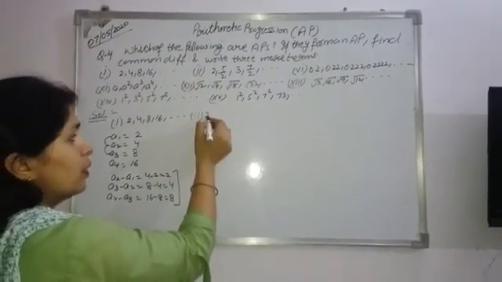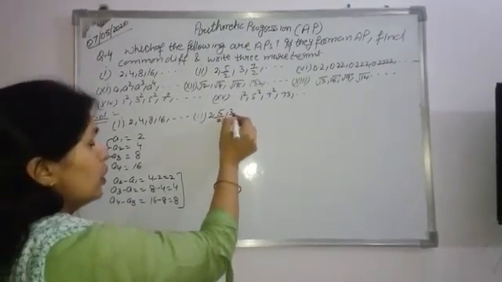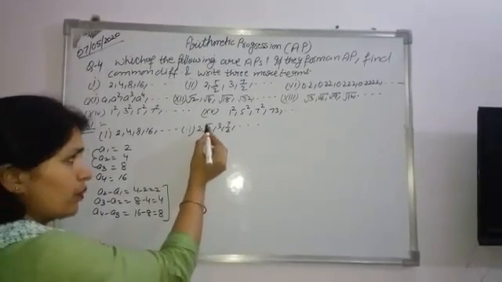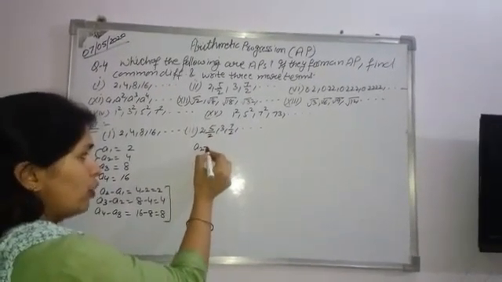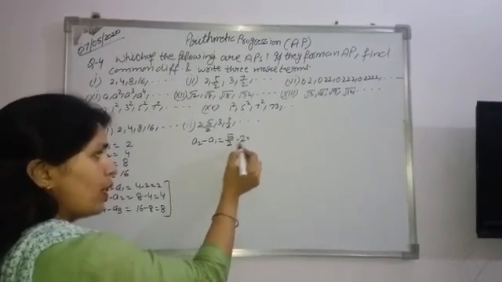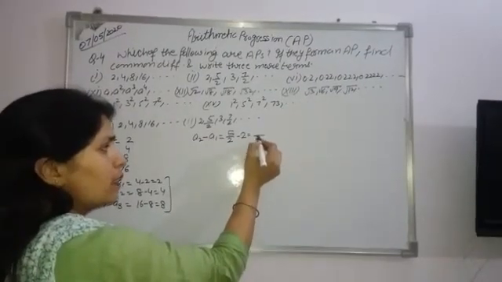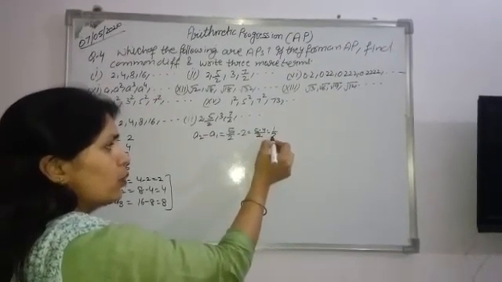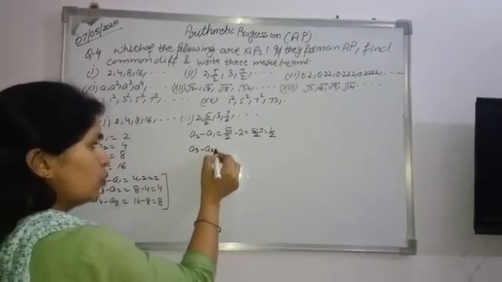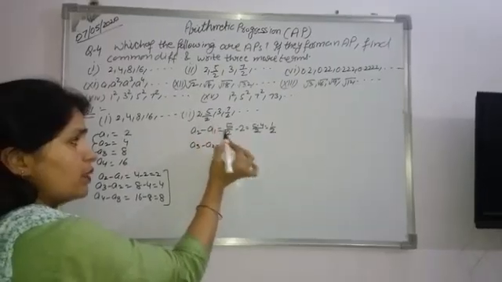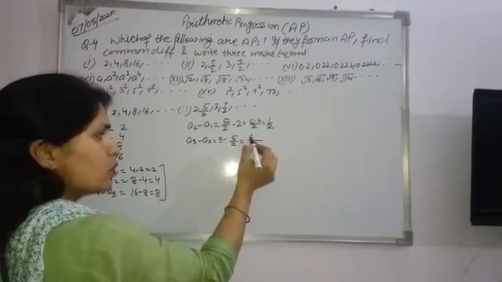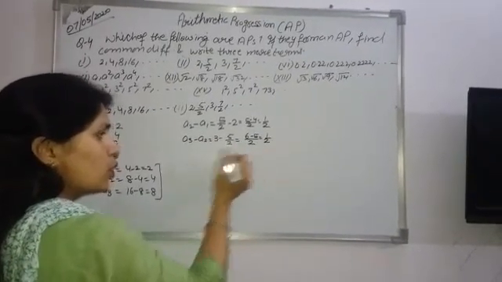Now in the second part, the numbers are 2, 5 by 2, 3, 7 by 2 and so on. Here A1 is 2, A2 is 5 by 2. If we find A2 minus A1, the value is 5 by 2 minus 2. After taking the LCM, 5 minus 4, the value is equal to 1 by 2. Next difference, A3 minus A2. What is A3? 3 minus 5 by 2. Again 2 is the LCM. So 6 minus 5, the difference is 1 by 2.